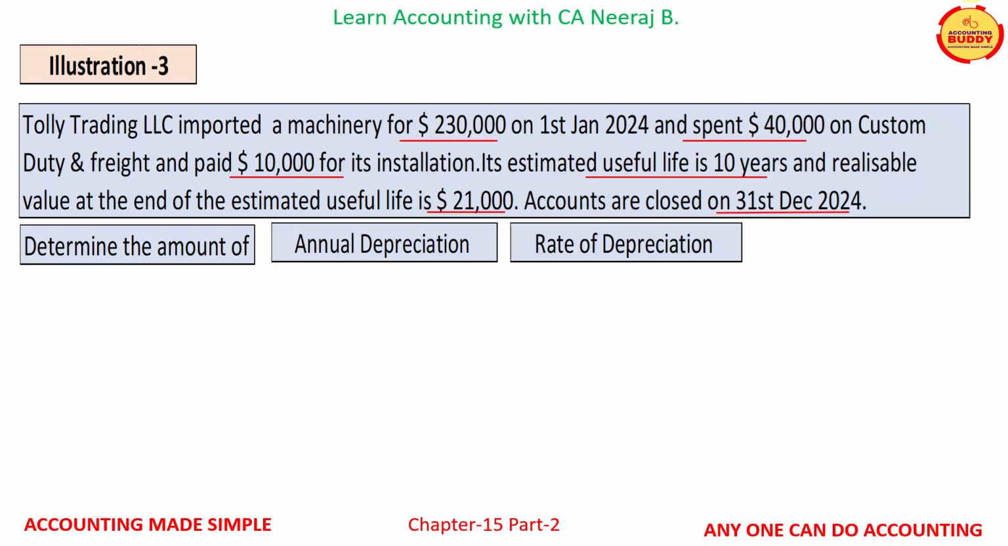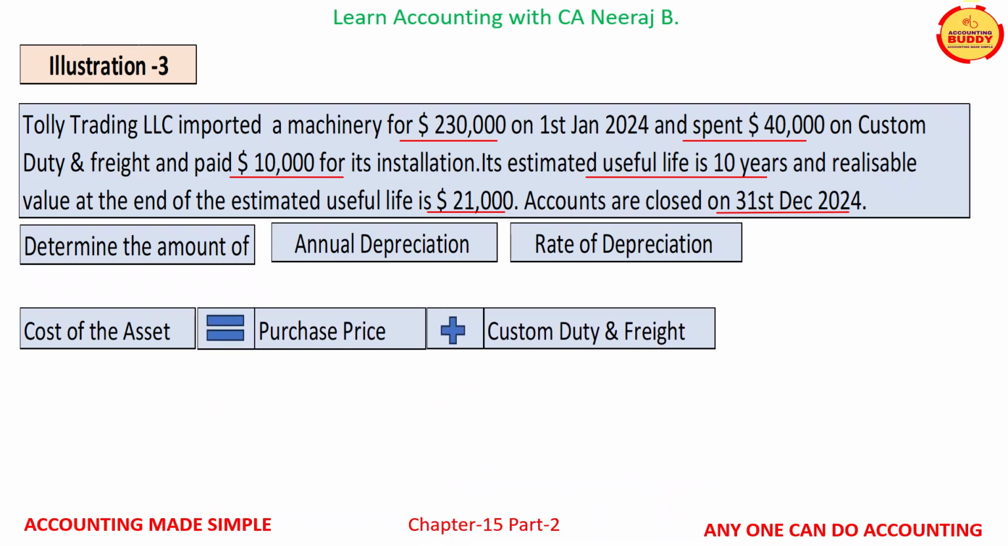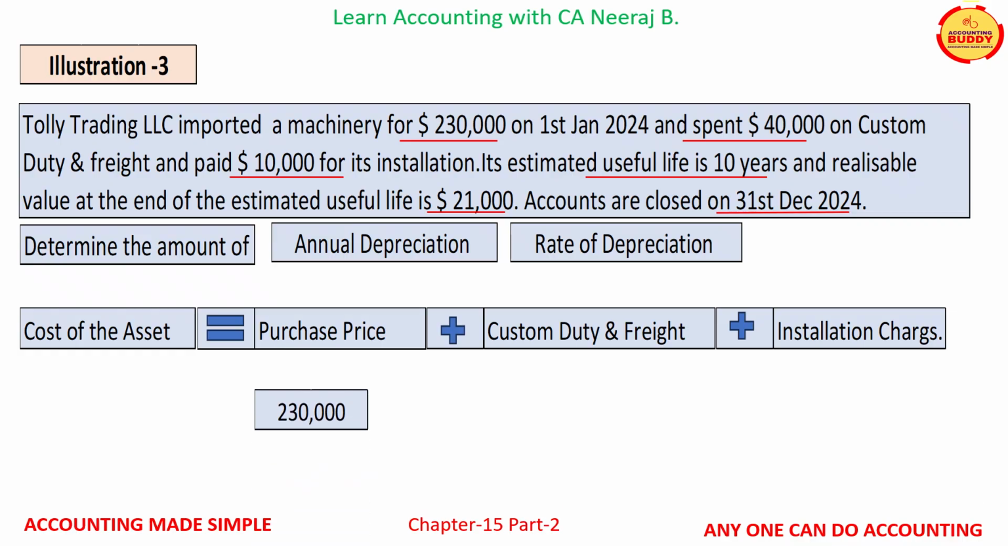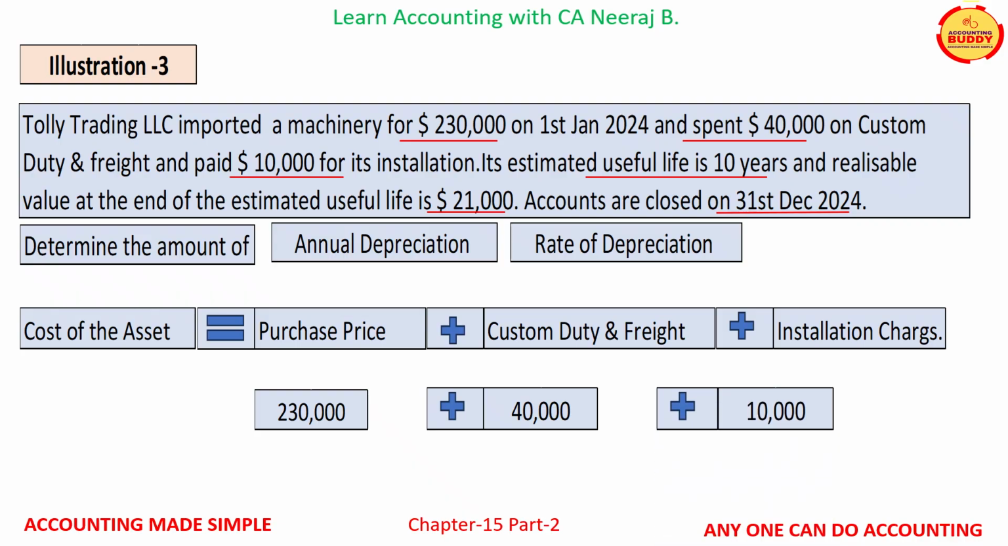In this illustration, the cost of the asset, that is the machinery, is equal to the sum total of the purchase price plus the custom duty and the freight paid plus the installation charges paid for the machinery. Purchase price of the machinery is $230,000. Custom duty and the freight is $40,000 and the installation charges are $10,000. And the sum total of all these comes to $280,000. Therefore, the total cost of the machinery is $280,000.